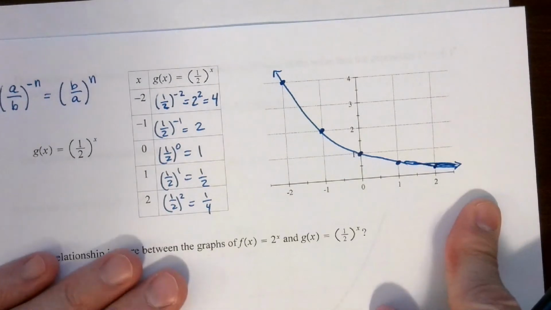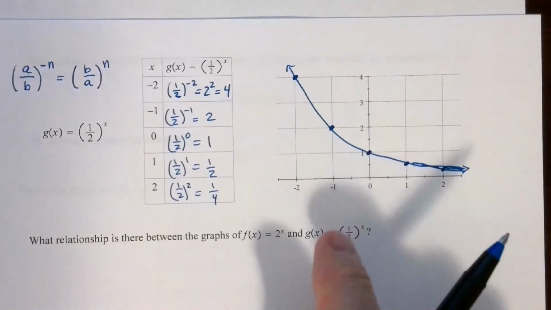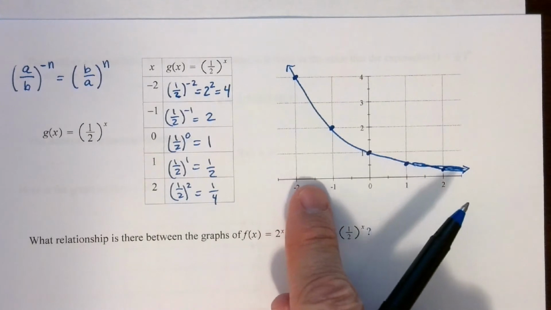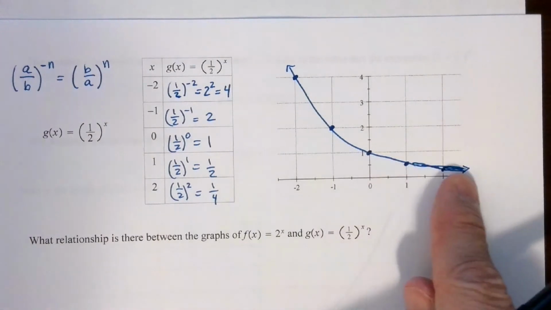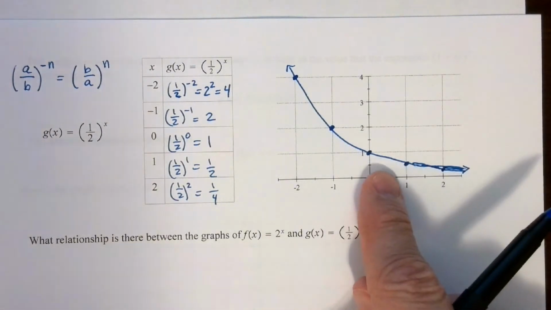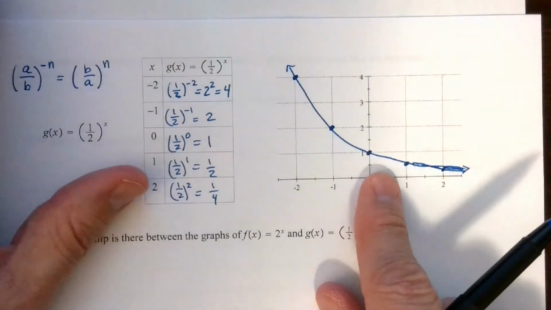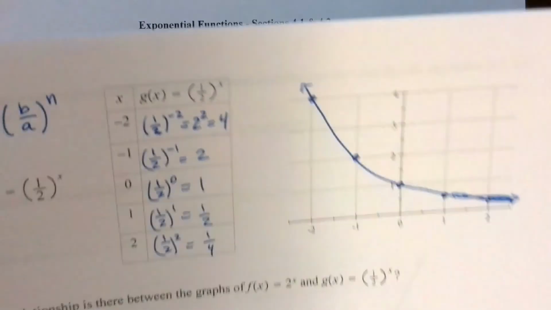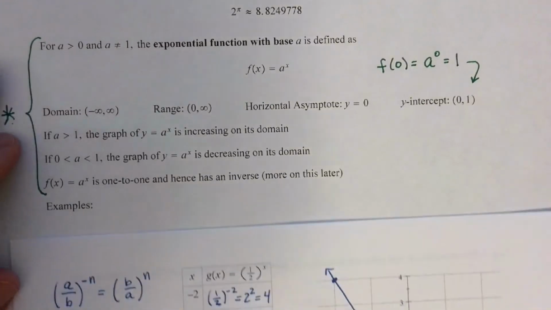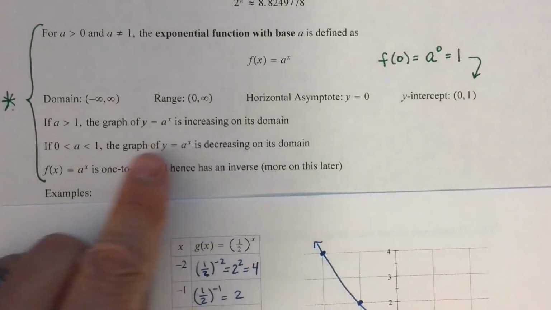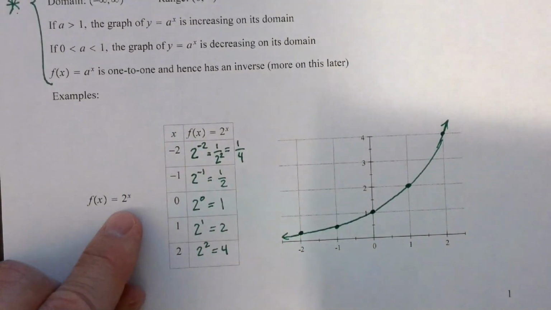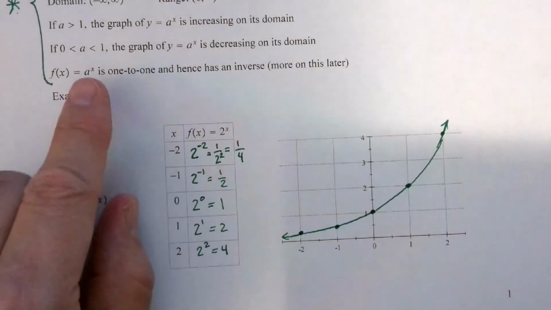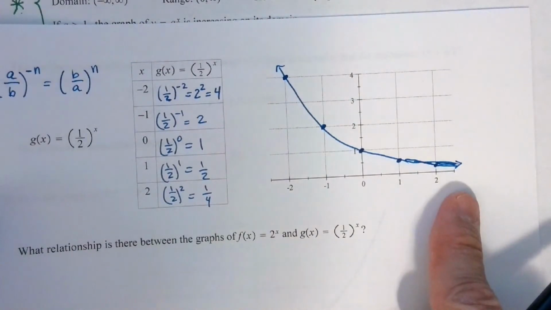Again, the domain is all real numbers. The range is everything greater than 0. And notice we have y equals 0 as a horizontal asymptote. This time we approach it as x goes to positive infinity. And we still have that same y-intercept. Notice the thing that we talked about with the graph increasing, right? If the value of a is greater than 1, like the case where a is 2, we're increasing. If a is between 0 and 1, the graph is decreasing.